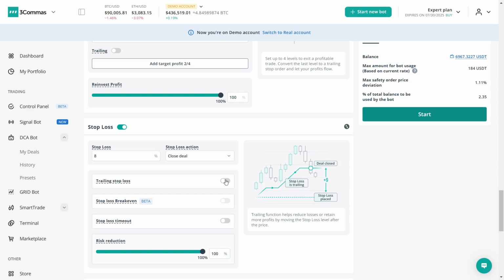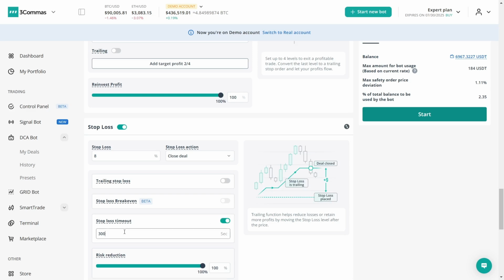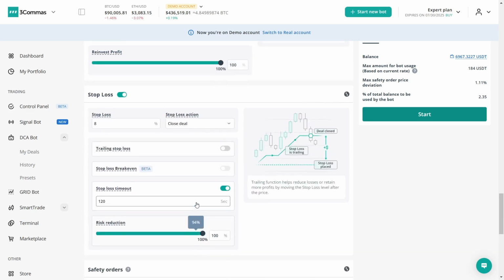I don't like this strategy very much because if the market is too volatile, you end up with lots of trades closing at stop loss just because the price floats up and below several times. But it's up to you to decide. You can have a stop loss timeout, which is great. Let's suppose the price hits stop loss and after a few seconds the price moves up again. So you may decide to have a 2 minutes stop loss timeout. And that's it. But now let's talk about DCA.